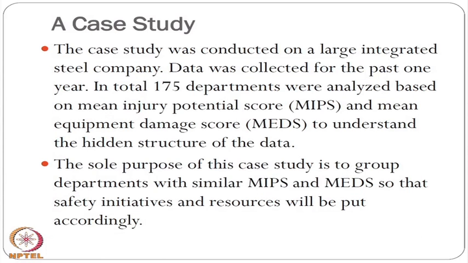Now, I will show you within 3 minutes of time one case study. The case study was conducted on a large integrated steel company. Data was collected for the past 1 year. In total, there are 175 departments, and we have analyzed based on mean injury potential scores and mean equipment damage scores to understand the hidden structure of the data. The sole purpose of this case study is to group departments with similar features, so that safety initiative and resources will be put accordingly.